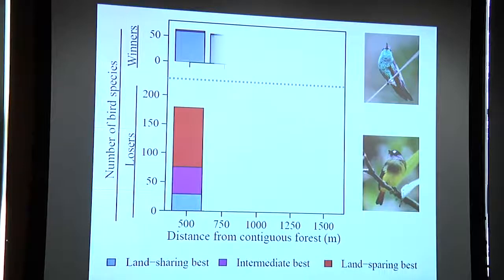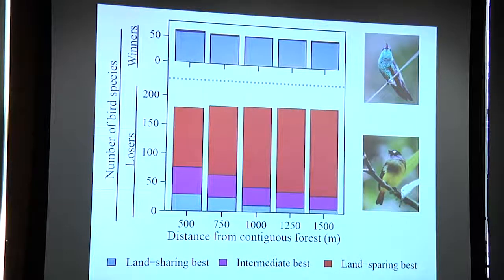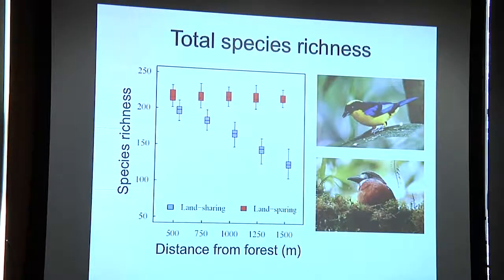As we move away from the forest, winners continue to do best from land sharing. In the context of losers, however, we start to see that land sparing becomes by far the best strategy as you move away from contiguous forest. If we think about this then in terms of landscape level species richness, we count up all those species in our landscapes, then we can see that at 500 metres there are a few more species under sparing than sharing, but as we move far further from the forest edge to 1,500 metres, we have a near halving of the projected species richness under sharing and sparing.